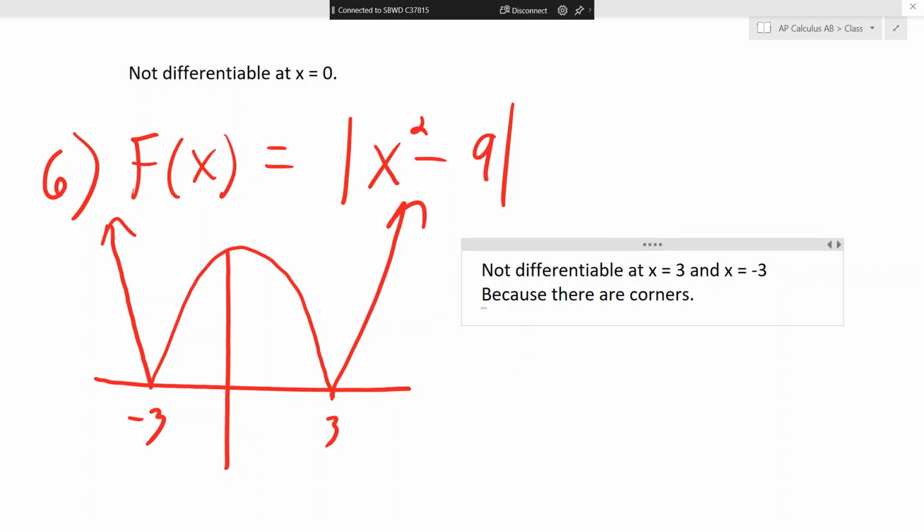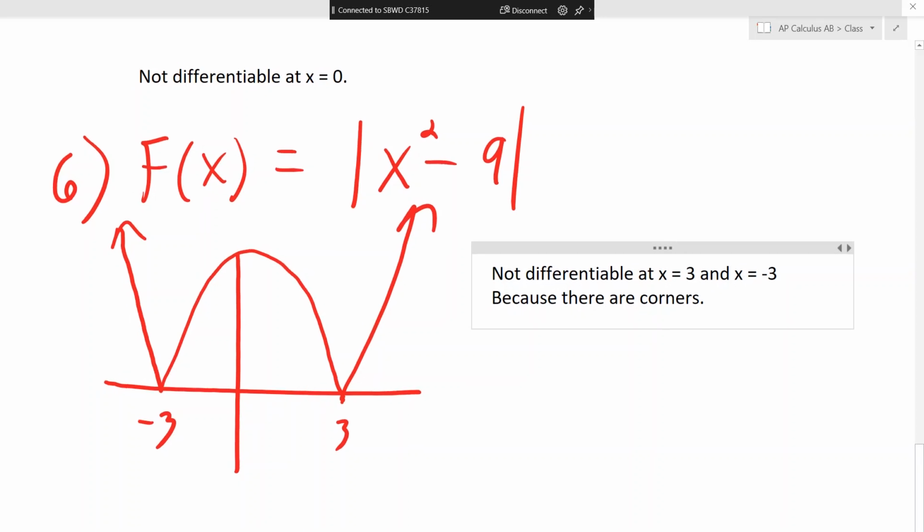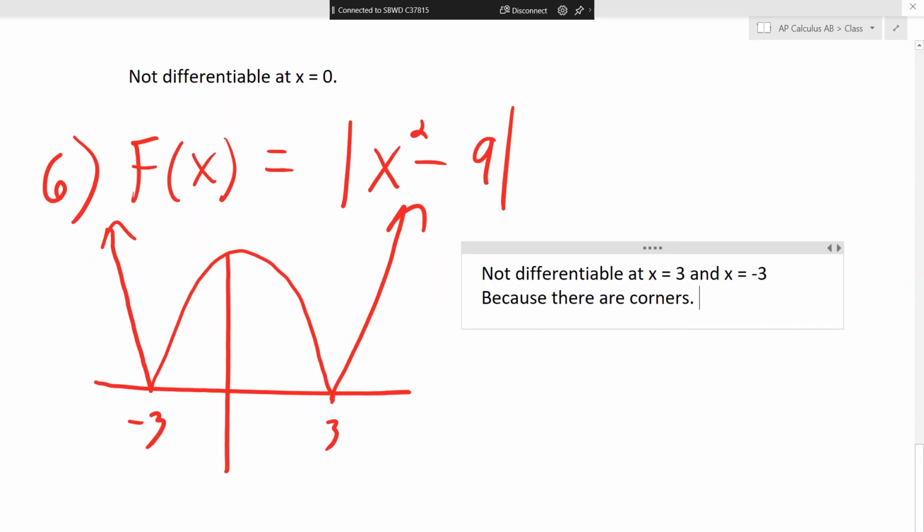If you do have to talk about the derivative of an absolute value function, like if this question said instead of where's it not differentiable, find f prime of 1, then you still want to graph it, and you're just going to derive x squared minus 9. The derivative of x squared minus 9 is just 2x. But that means the derivative of the absolute value of x squared minus 9 is either positive 2x or negative 2x. Those are the only options.